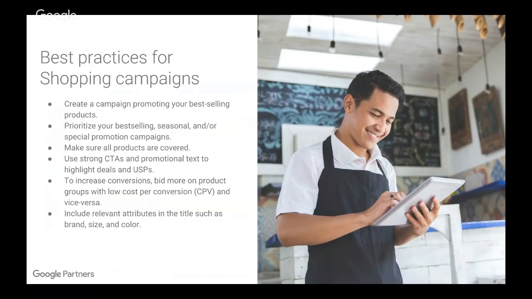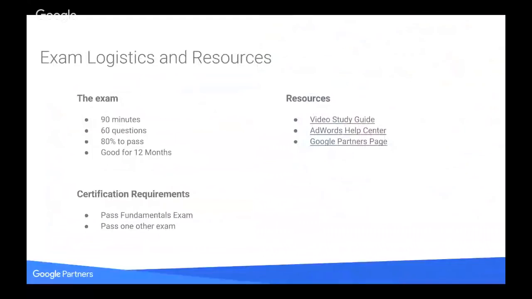Also, I can't stress enough how important it is to include relevant attributes in the title, such as your brand, size, and color, especially because these are attributes that help signal to Google what your product even is. And also to the end user, these are USPs that they're looking for in the product. And these are likely the terms that they're searching for in the first place when they're searching for you on Google Shopping or on Google Search.